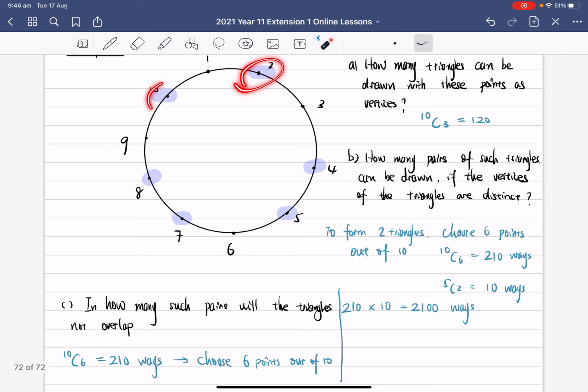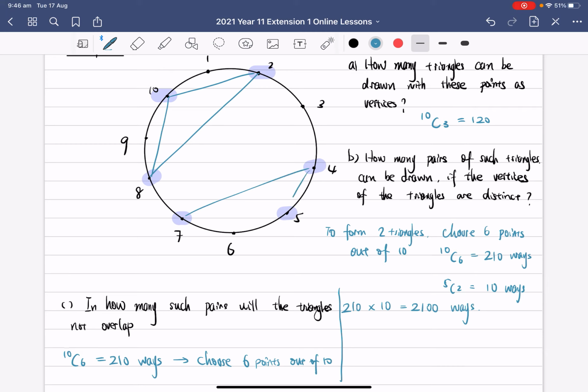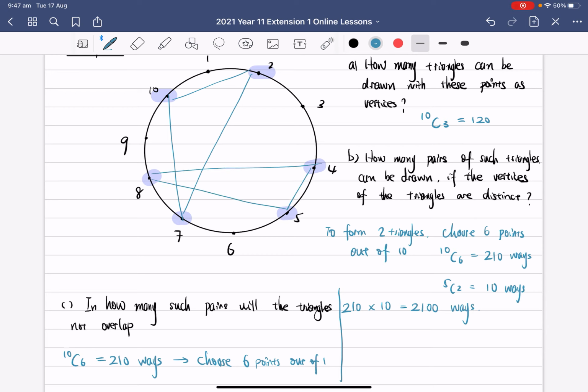Now say for example, these are the 6 points I picked. Let me draw triangles that are not overlapped. Right now, as you can see, they are not overlapped. But when do the triangles overlap? If I decide to draw a triangle this way, you can see the 2 triangles are actually overlapping. So we now need to think about how to draw triangles that are not overlapped, and how is that possible?